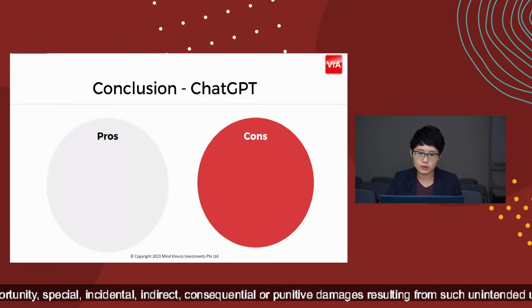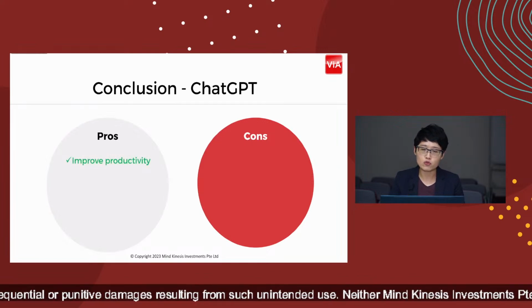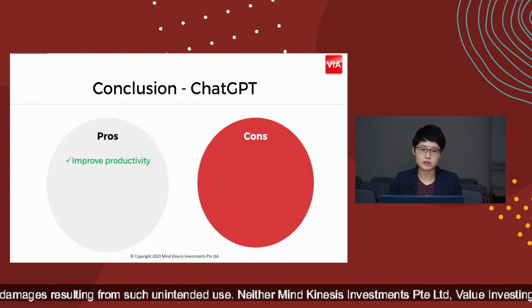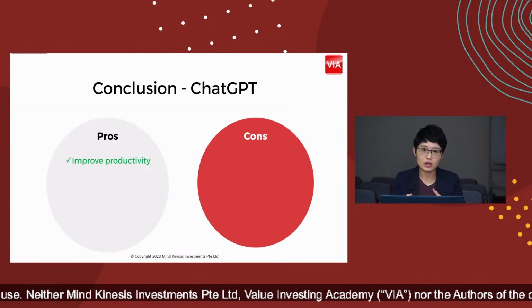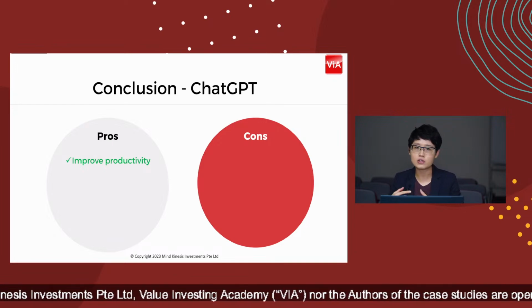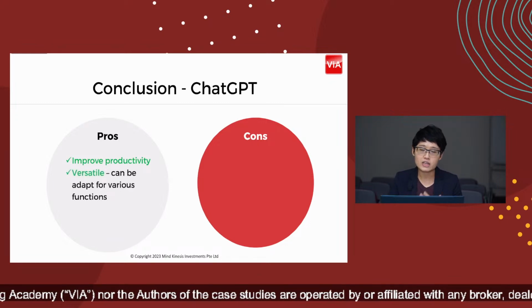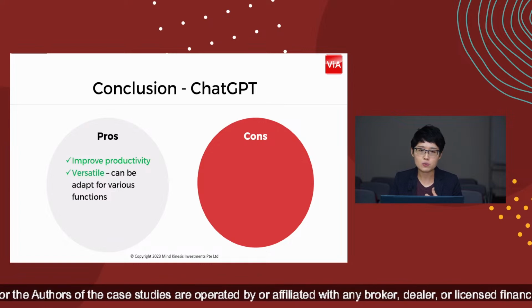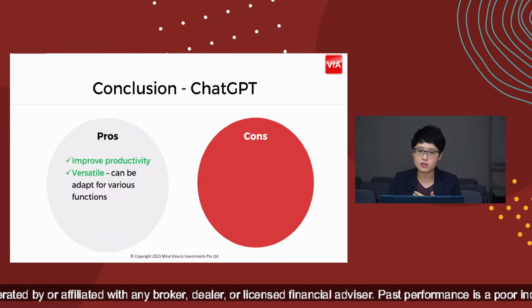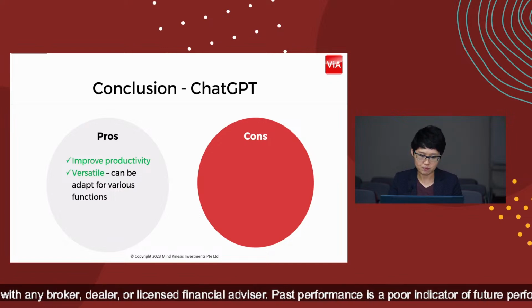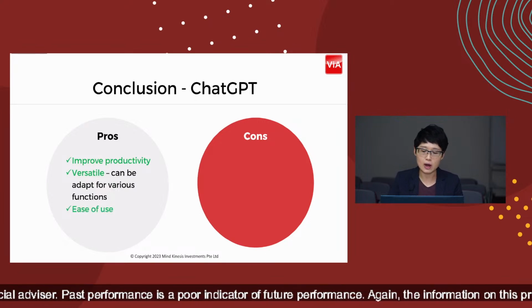Okay, so to conclude it all, the pro about ChatGPT is that it is really able to improve productivity. Compared to when you're doing research, where you have to go to the library to hit the books, or go onto a search engine and look through tons of information, you can just type in a question onto ChatGPT to find what you need. And it can be used in various functions, not only generating text, but also generating code and poems, different types of text. And also, it's very easy to use. You just type it in and the information will be produced.